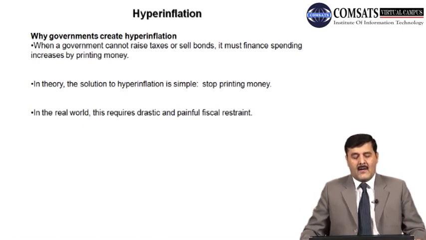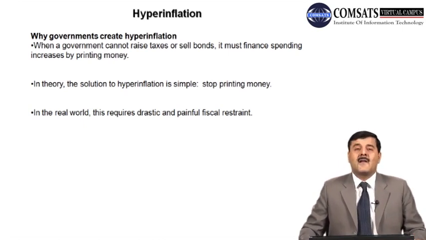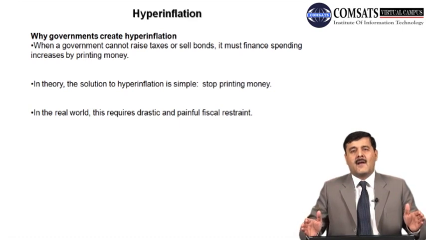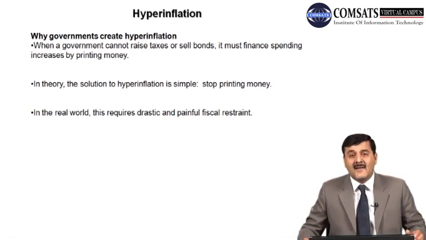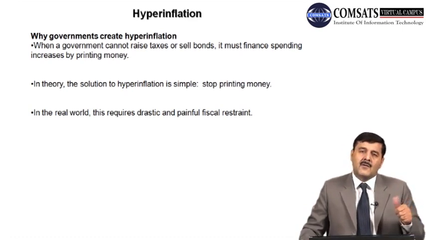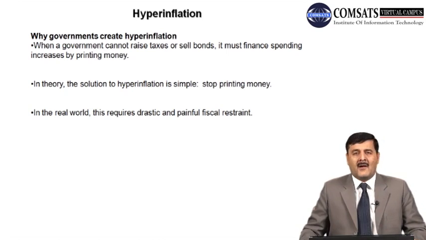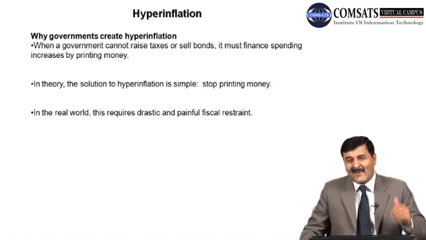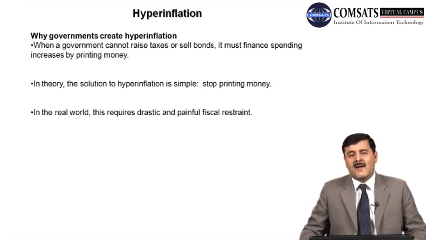So in the real world, this required a drastic and painful adjustment. Normally, the government should reduce its expenditure; they should use fiscal policy instead of using monetary policy. As we know, there are two demand management policies in an economy: one is the monetary policy, the other is fiscal policy. If the government uses excessive monetary policy, excessive money growth, it will cause inflation, even hyperinflation.